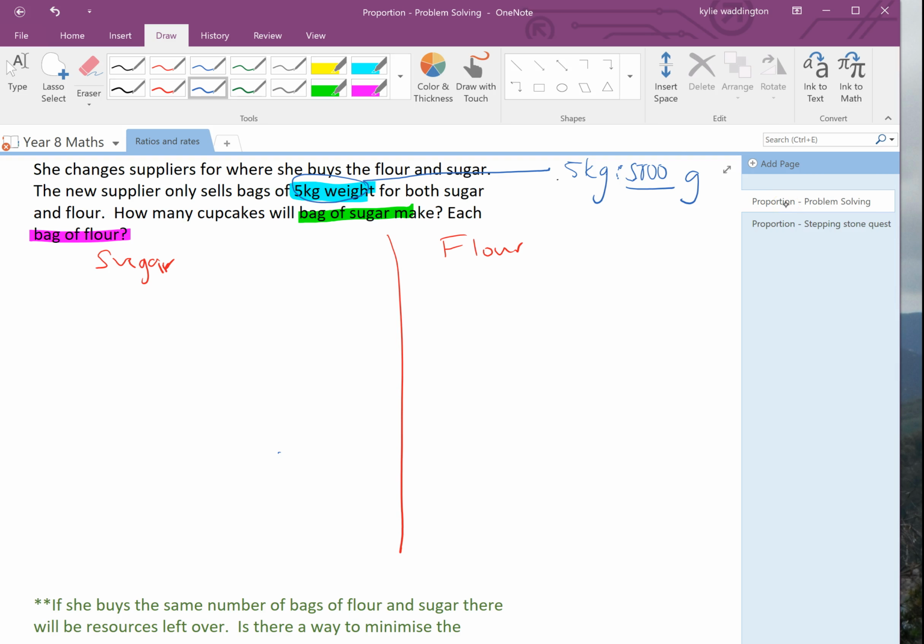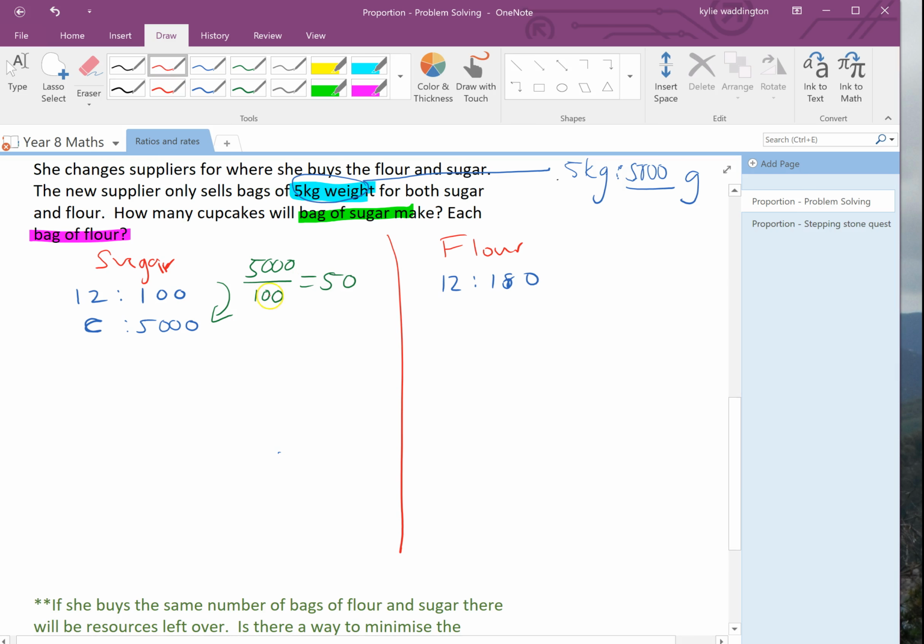So we write out our ratios. 12 cupcakes can be made from 100 grams of sugar. 12 cupcakes can be made from 180 grams of flour. We're going to deal with the sugar first. Now I know that I'm going to have 5,000 grams of sugar, but I don't know how many cupcakes that will make. So what I do is I have to divide the 5,000 by 100, which gives me 50.